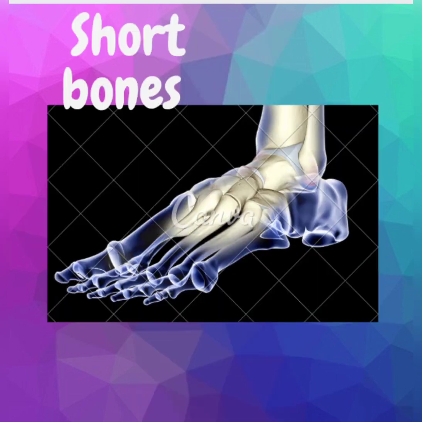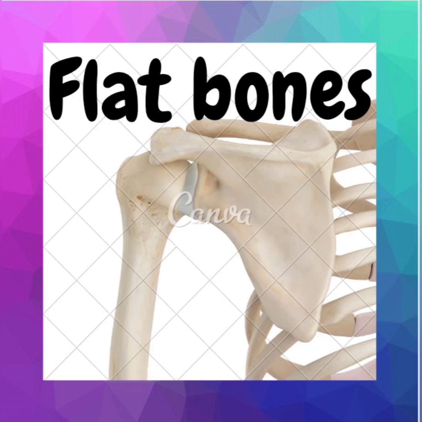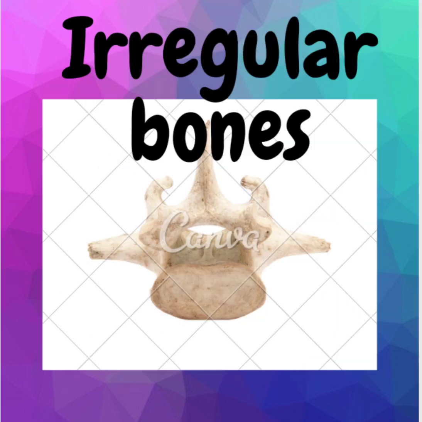Short bones, roughly cube-shaped bones in the wrist and ankle, allow some movement and provide stability to the joints. Flat bones. Shield-like flat bones protect organs such as the heart and brain. Irregular bones. These bones have complex shapes to perform specific roles. For example, the vertebrae allow the back to bend and rotate and protect the spinal cord.